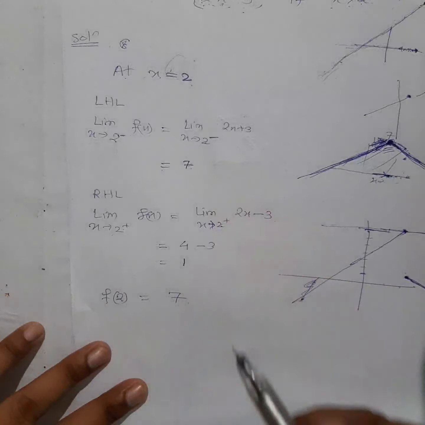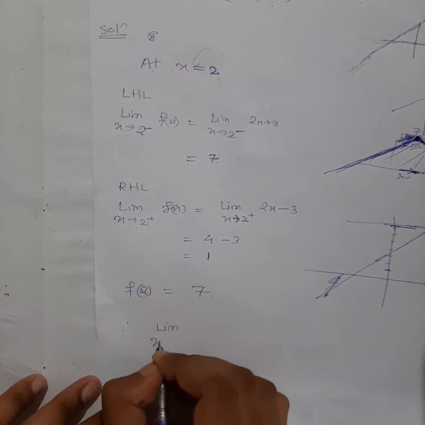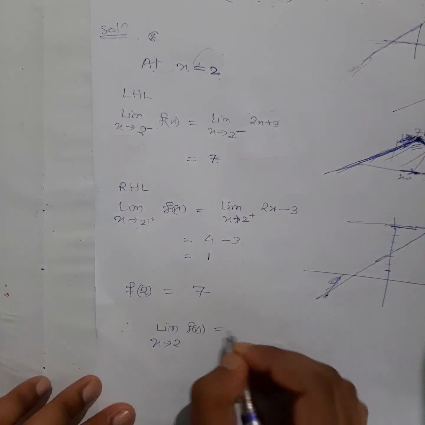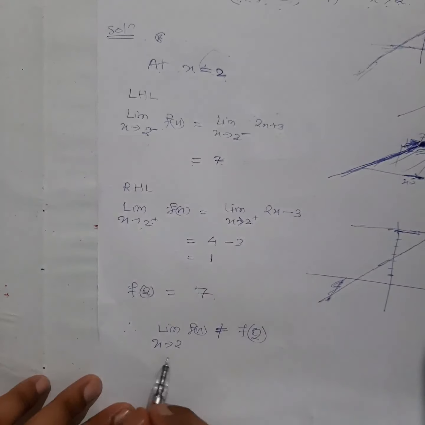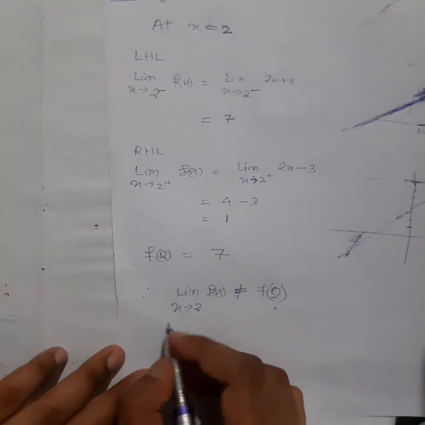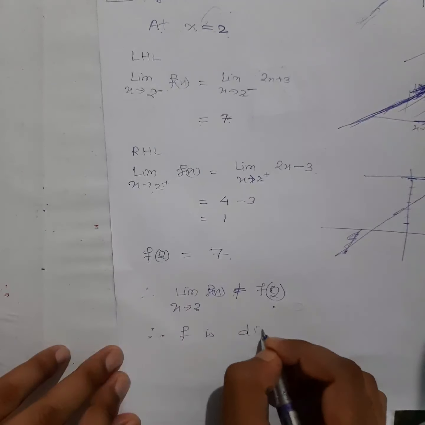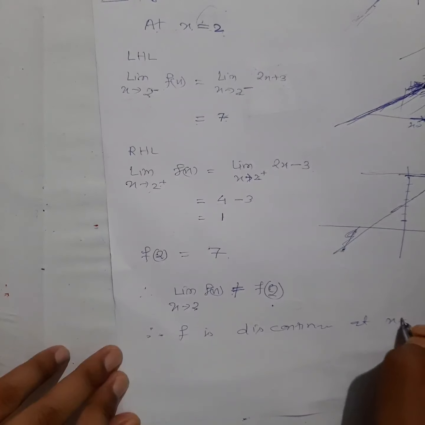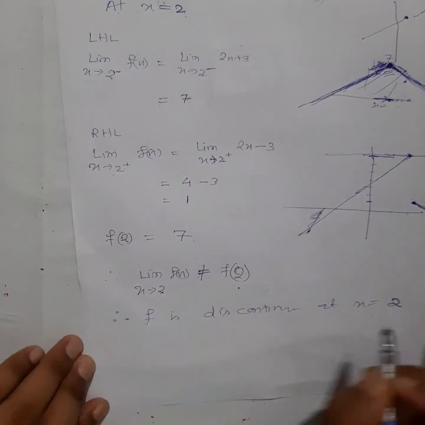So you can see left hand limit, right hand limit, and this one is not same. Therefore what we will write? Limit x tends to 2 f(x) is not equal to f(2). Okay, so since this is not equal, therefore what I will write? f is discontinuous at x equal to 2. Okay, so it will be discontinuous at this point.